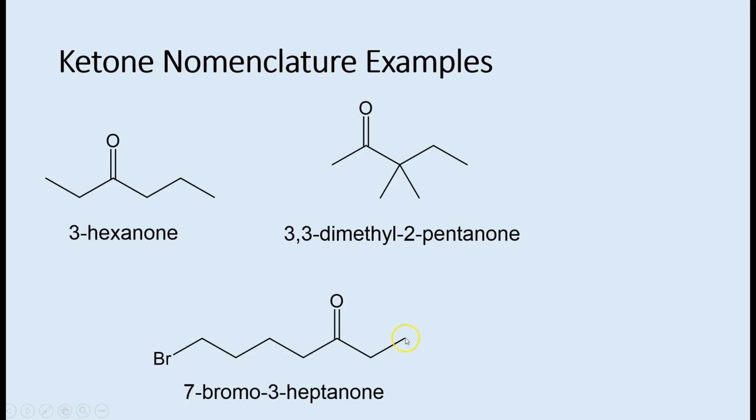So we're going to number from this direction. 1, 2, 3, 4, 5, 6, 7. Because that puts the carbonyl carbon as carbon 3. If we went from this side, 1, 2, 3, 4, 5, the carbonyl carbon would be carbon 5. And so we number from the right. That makes it 3-heptanone. And then we've got a bromine on carbon 7. So this is 7-bromo-3-heptanone.